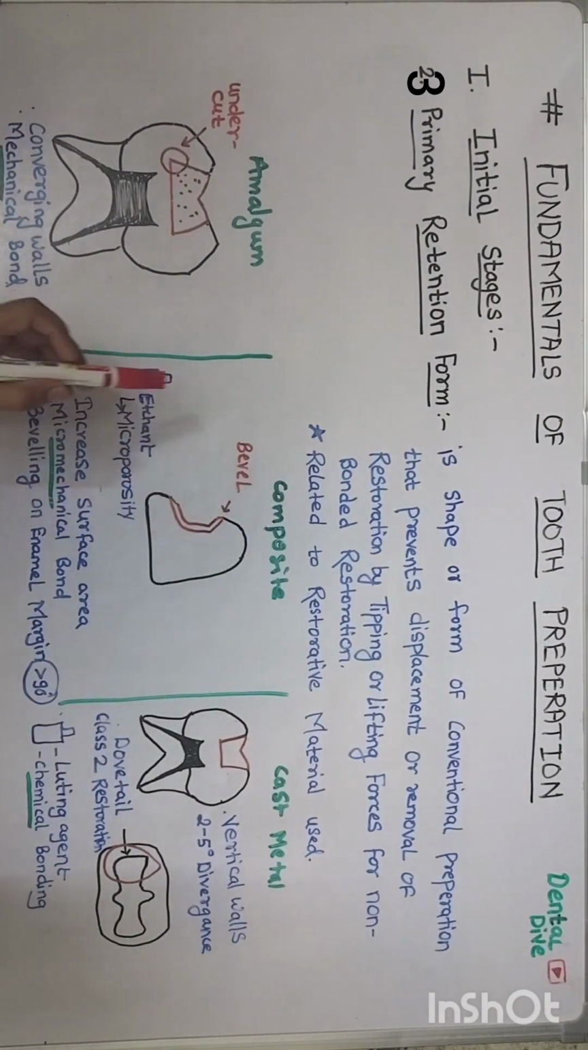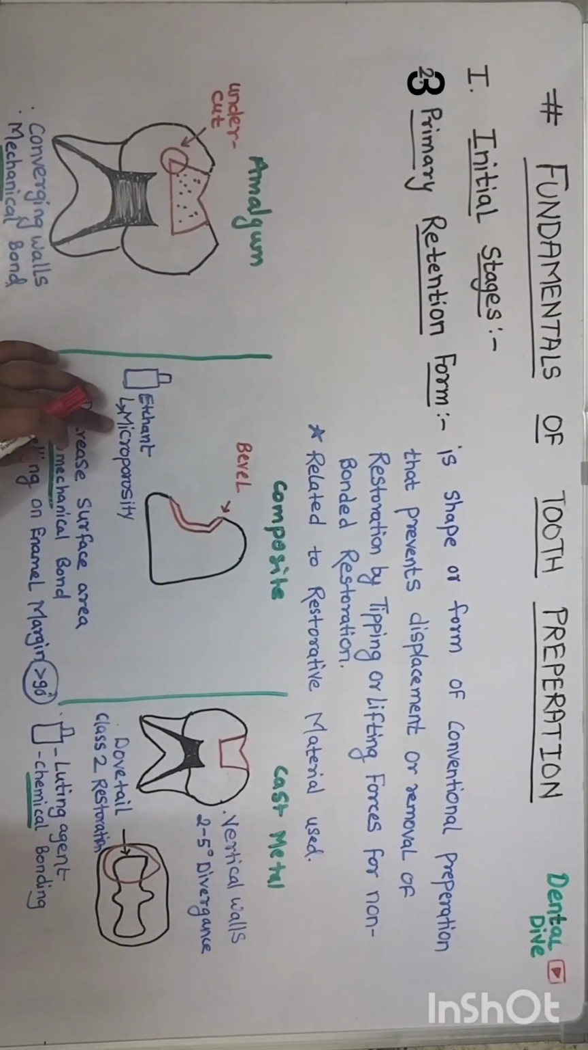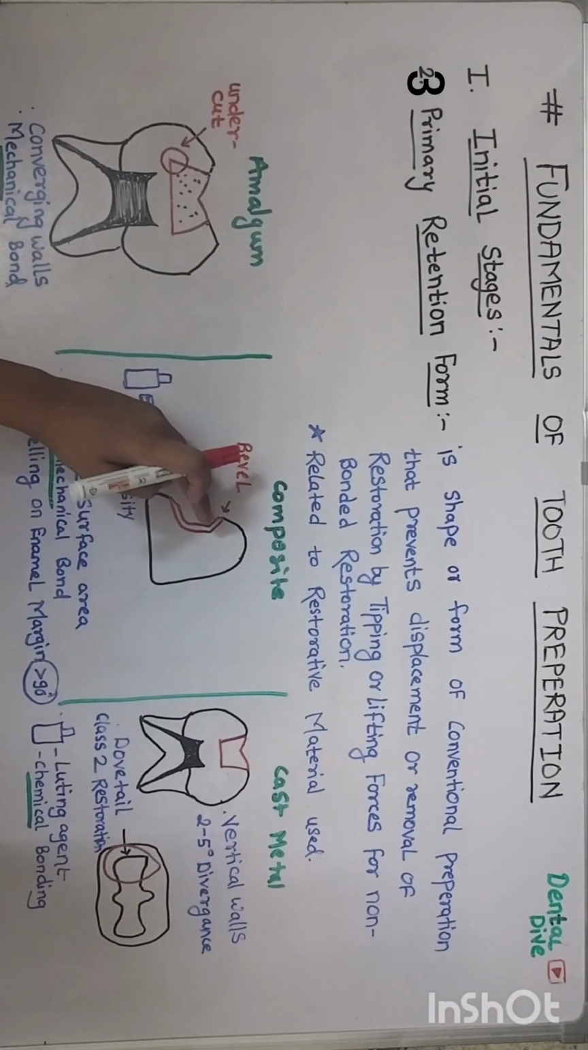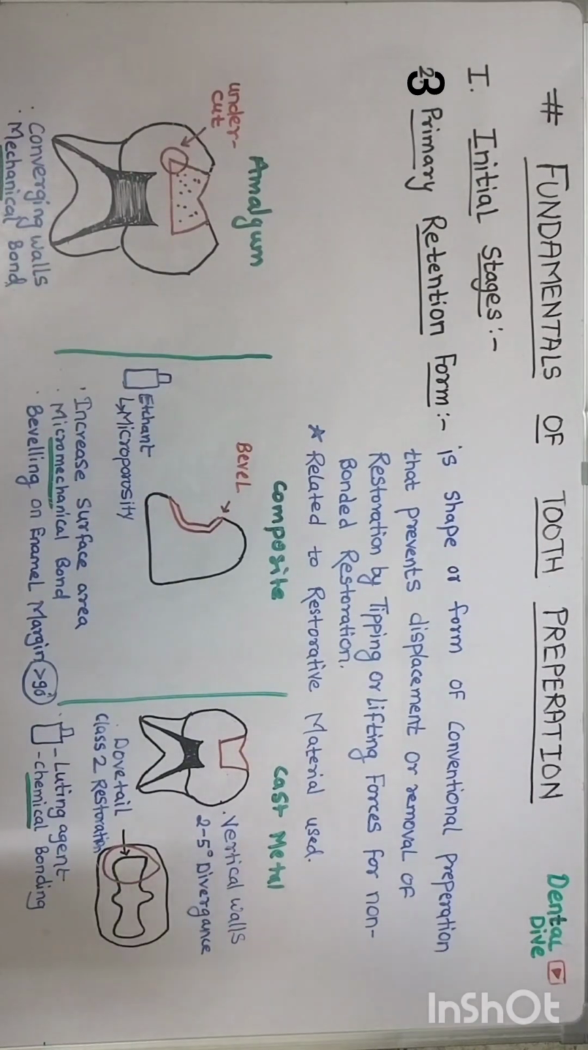In composite we use acid etching, which will create microporosities, which will result in increased surface area. Increased surface area means increased bonding between tooth structure and restorative material. So the microporosities will provide micromechanical bonding to the tooth structure. We also use beveling on the enamel margin, which is more than 90 degrees. The structure you see here is we beveled the enamel margin for increased bonding.